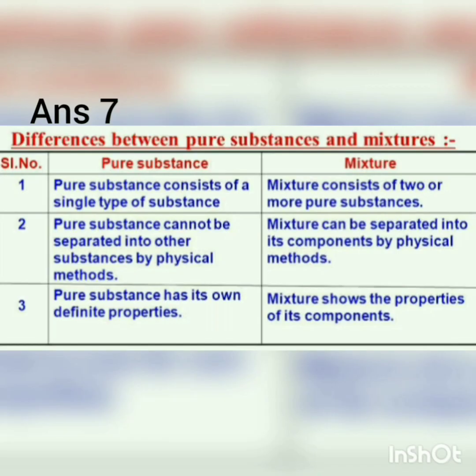Hence, I can say pure substances are those which are made up of a single type of substance or particle. On the other hand, mixtures are made up of two or more substances. Pure substances cannot be separated by any means, but mixtures can be separated, or their components can be separated by physical methods.